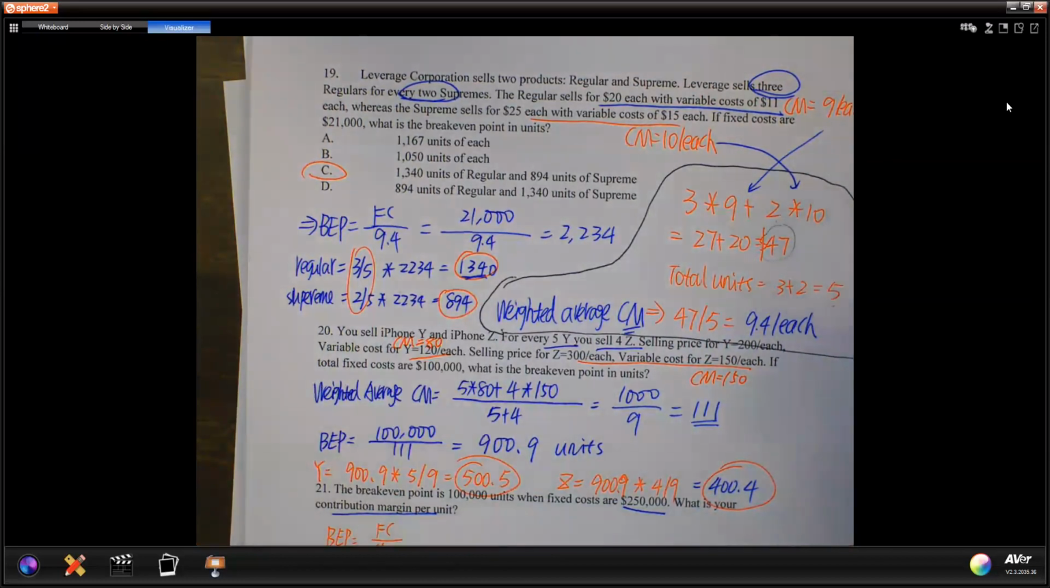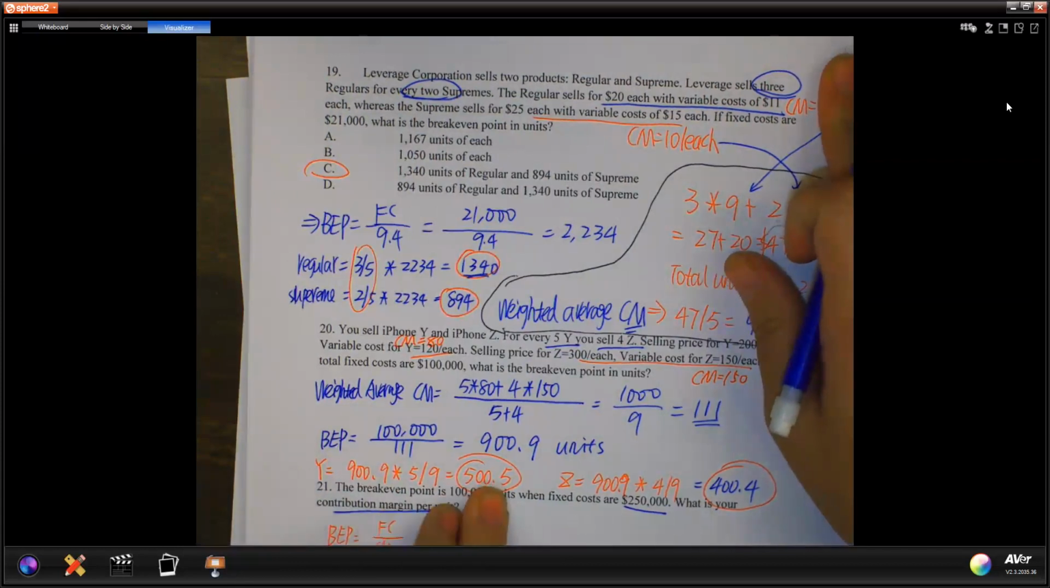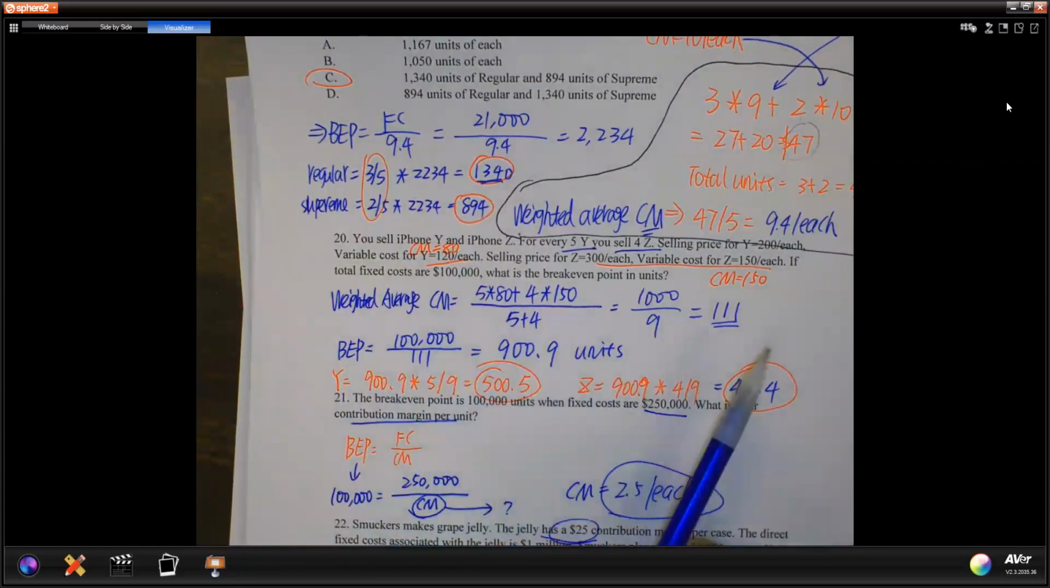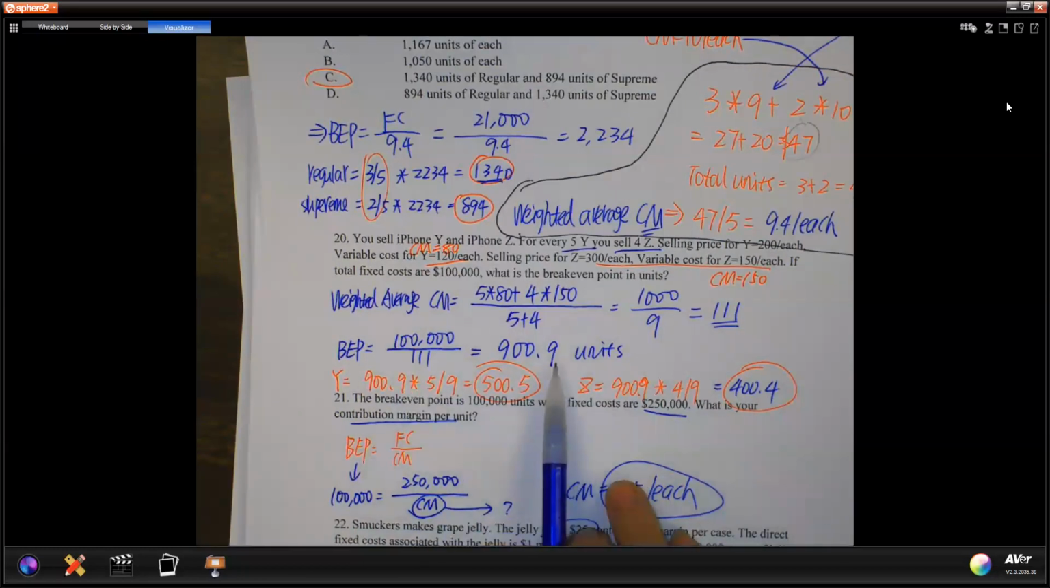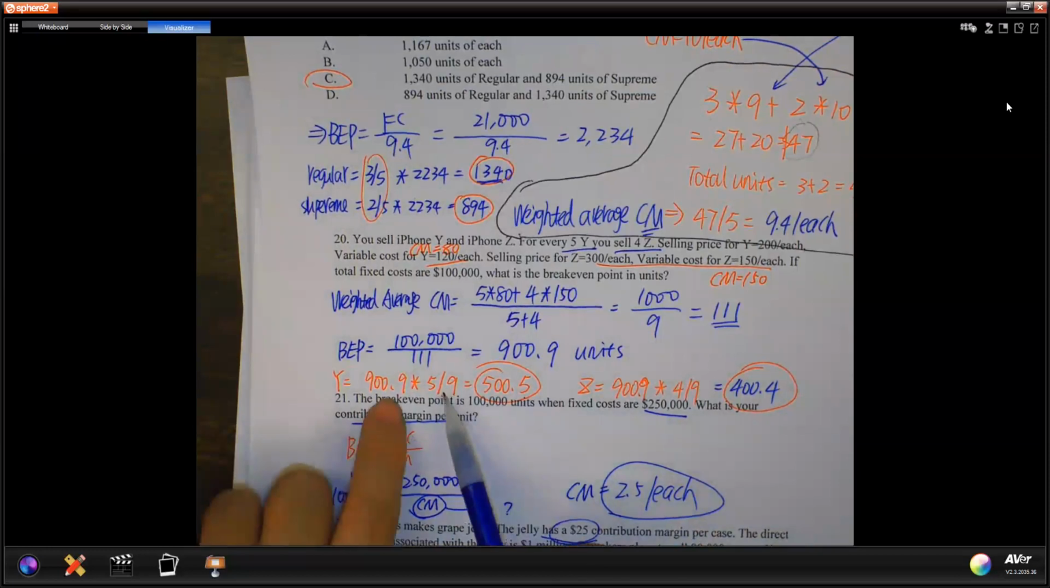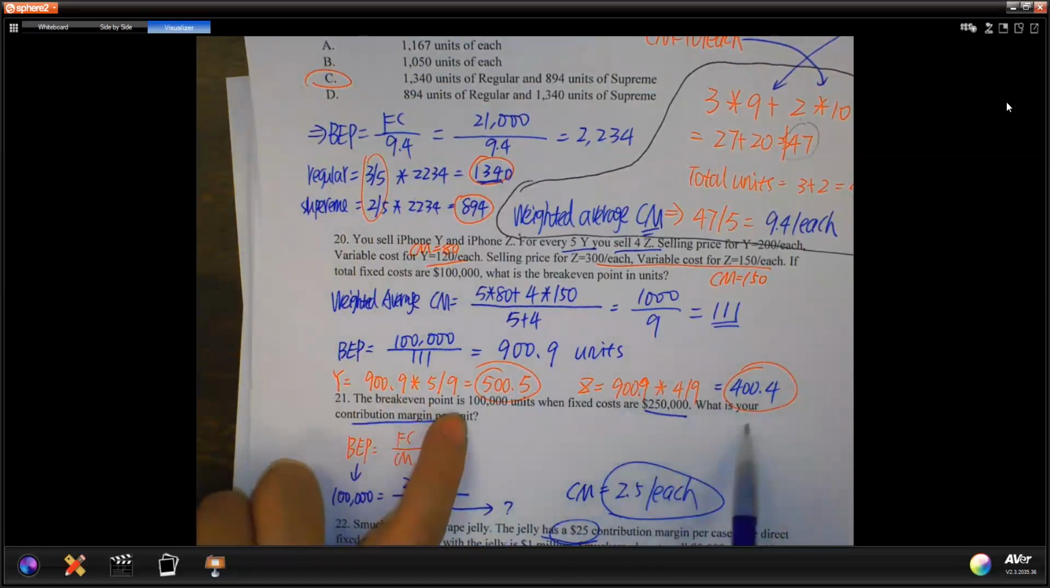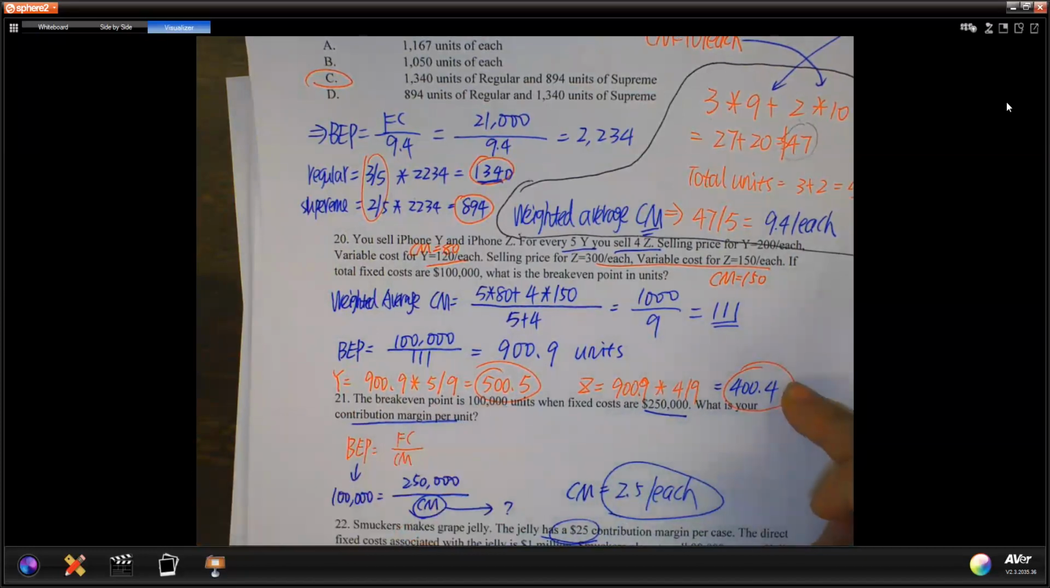Okay. So question 20, I just made up a similar question. I'm not going to say too much. It's the same. You first get your weighted average contribution margin. You get the total bucket, like a bundle, and then 5 out of 9 is Y, 4 out of 9 is Z. So that gives you an idea. Make sure you know that.